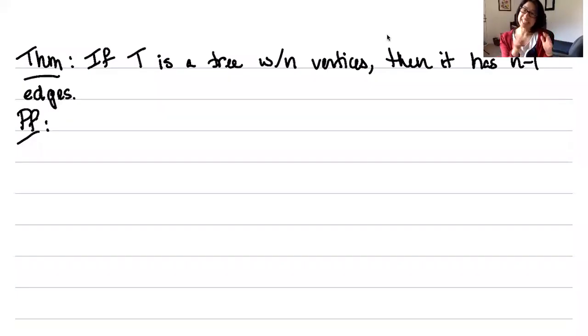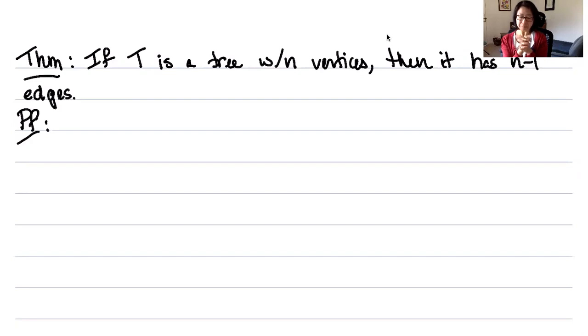Hi everyone. So in the last video, we introduced the definition of a tree and showed that every tree with more than one vertex has to have a leaf. That is a vertex of degree 1. In this video, I'm going to show that any tree on n vertices has n-1 edges.